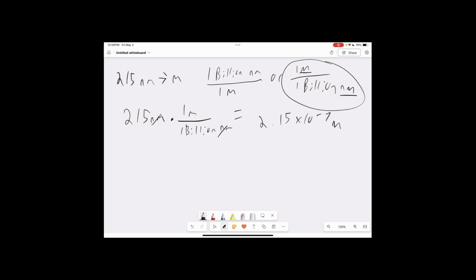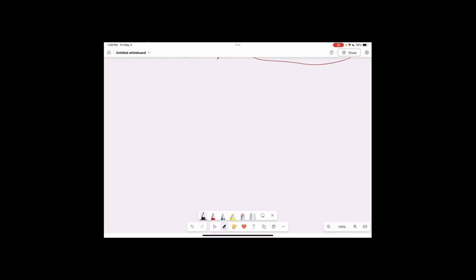Now, also to solve this, if you wanted to, you could have just as easily multiplied 215 by 10 to the negative 9th, because 1 nanometer is 10 to the negative 9th as well. So that would work just the same for this question. Okay, let's look at the next example.